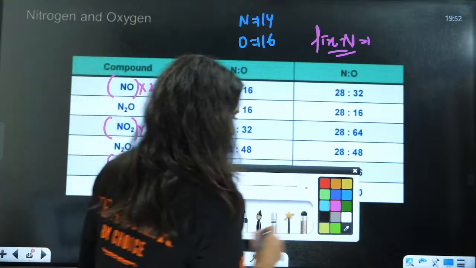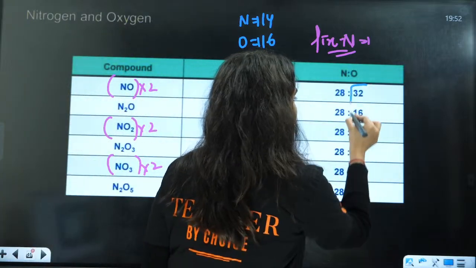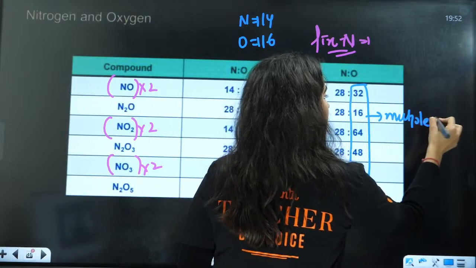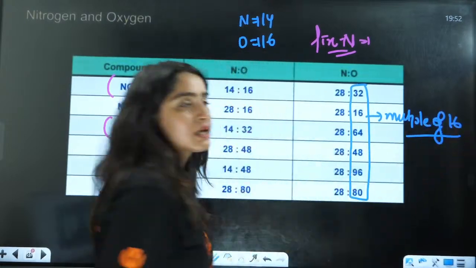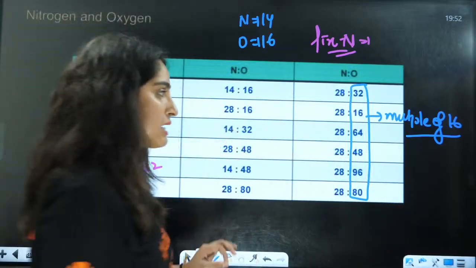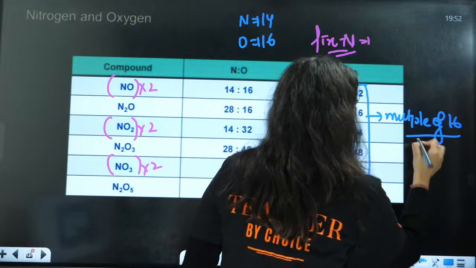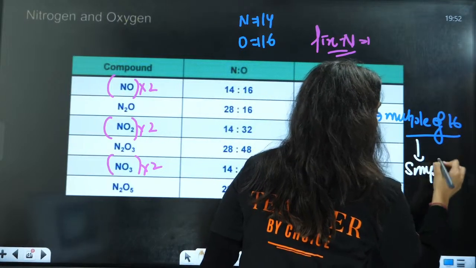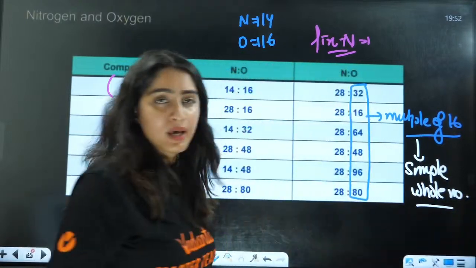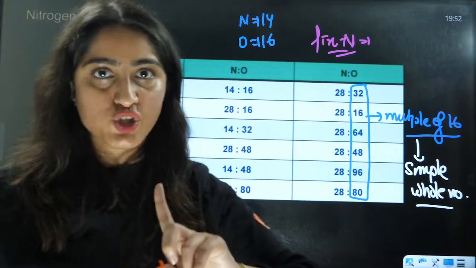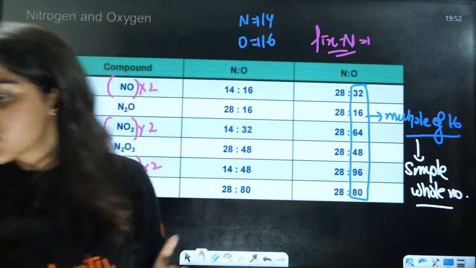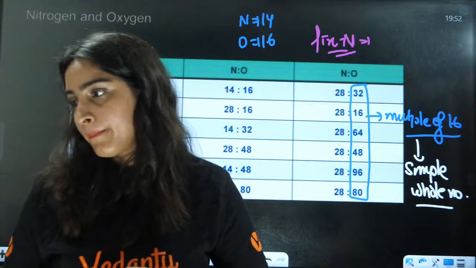So can you see this? This is nothing but a multiple of 16. That means this is in simple whole number ratio, right? Again, this law is verified. Understood? Any problem till now?